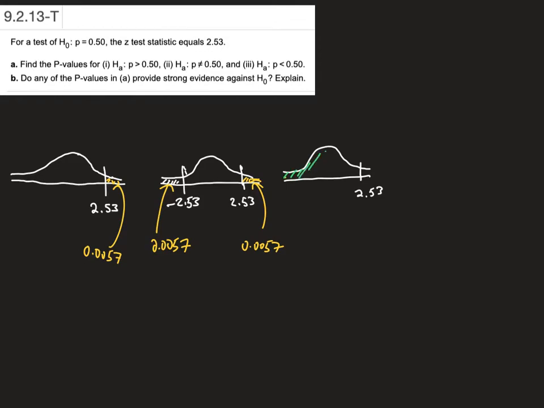And then this one will be a little different. For this, I need all the area over here, and that'll be 1 minus 0.0057. Or alternatively, I could just look up 2.53 in the table. So this is 0.9943.